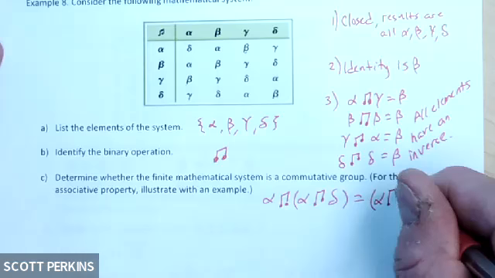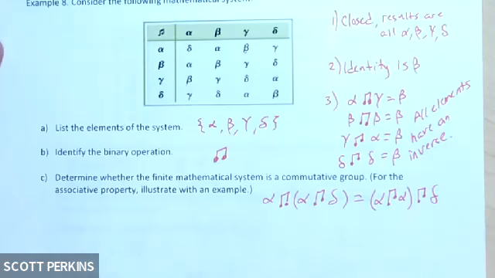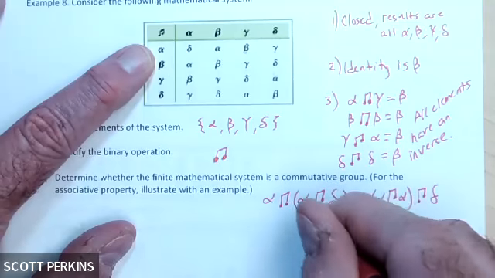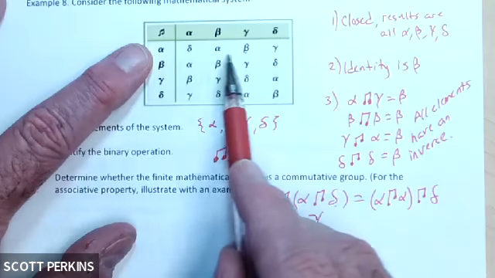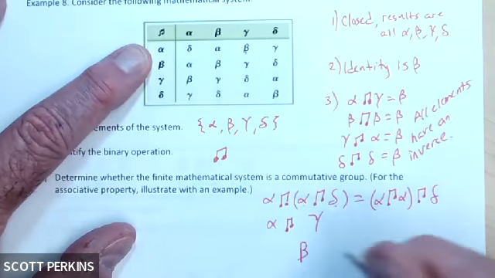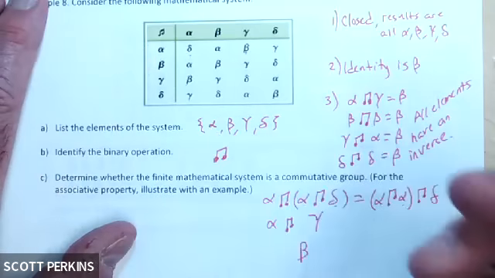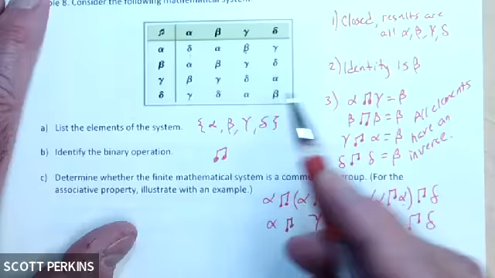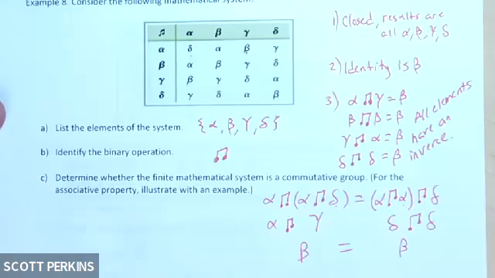So alpha combined with alpha, and then combined with delta. So using the table over here, alpha combined with delta. So alpha starting here combined with delta gives me gamma. And then alpha combined with gamma gives me beta. So I get beta when I do things that way. And then alpha combined with itself, alpha combined with alpha is delta. And delta combined with delta gives me beta. So the associative property, we have found an example that works. Okay, so that was step 4.